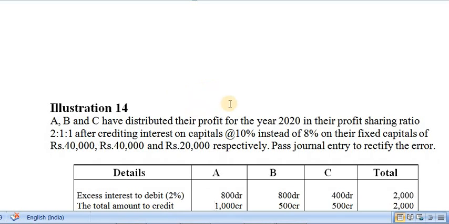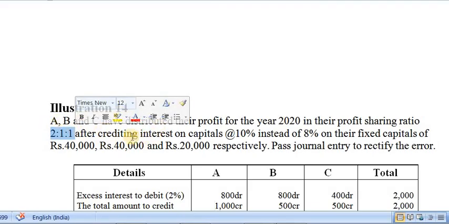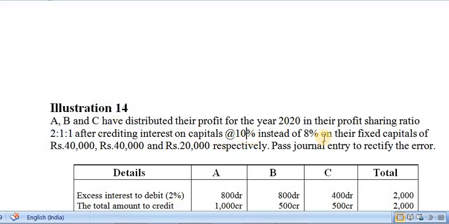A, B, and C distributed their profits in the ratio 2:1:1, after crediting interest on capital at 10% instead of 8% on their fixed capitals of 40. Now the problem is the rate of interest. Now you have to rectify only 2%. What is that?